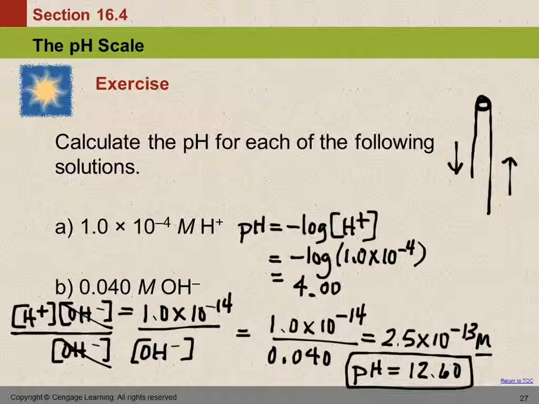Any questions? Yes? How did you get the 12.60? I took this number, 2.5 times 10 to the minus 13. This is the hydrogen ion concentration. I put it into this equation, so I took the logarithm of it and changed the sign. If we look at this exponent, without this coefficient at the beginning, we would expect the pH to be about 13, right? Close to 13. And it is. It's 12.6. We just can't predict in between the 12 and the 13 because it's a logarithm.